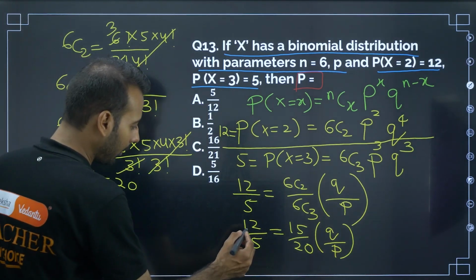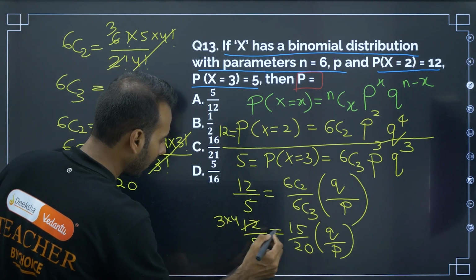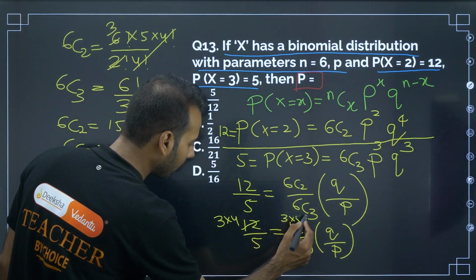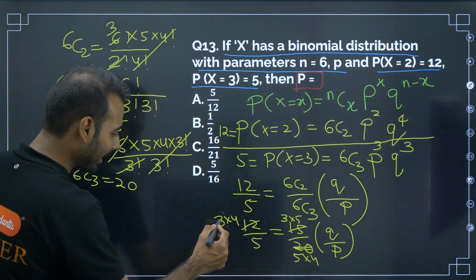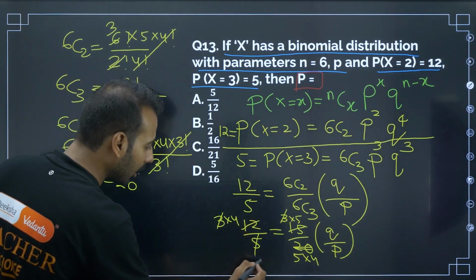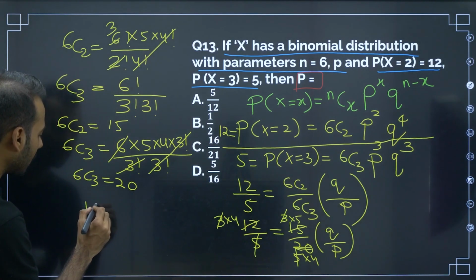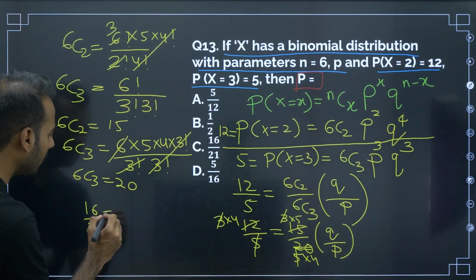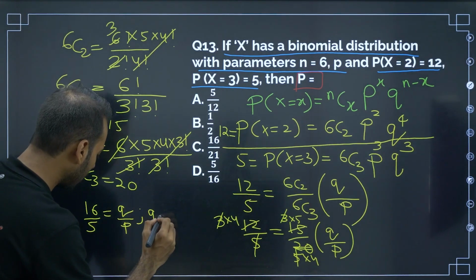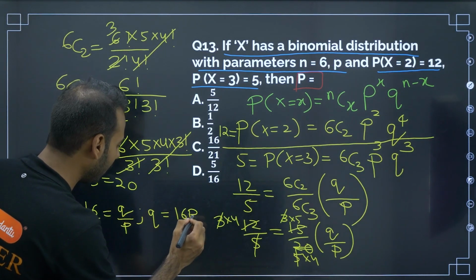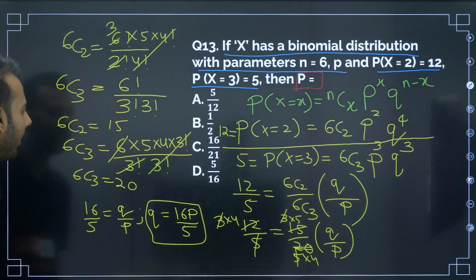So 12 can be written as 3 into 4, and 15 can be written as 3 into 5, and 20 can be written as 5 into 4. If I cancel this 3 and this 3, and this 5 and this 5, what I am left with is 16 divided by 5 is equal to q divided by p, which implies q is equal to 16p divided by 5.